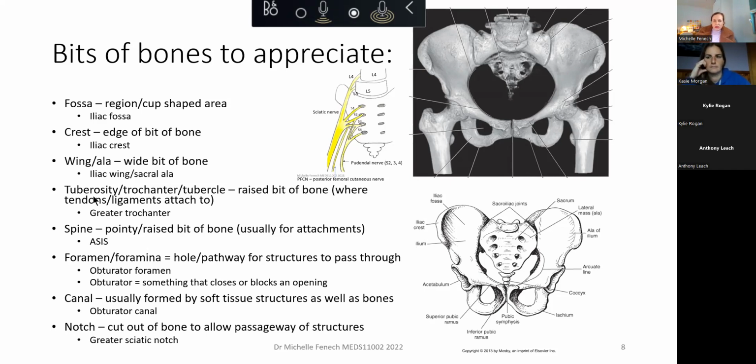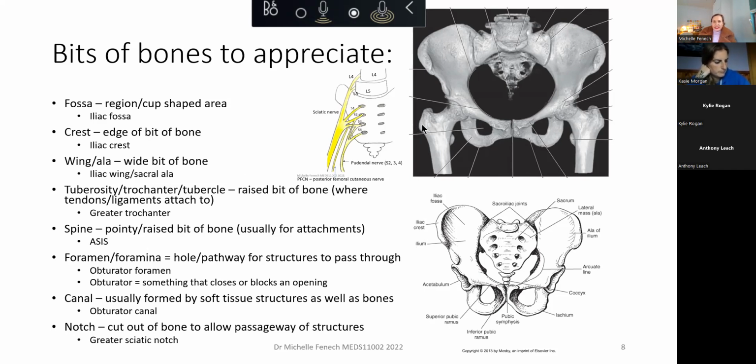We have tuberosities. We'll have tuberosities in our shoulder. We have tuberosities on long bones. They're usually raised bits. We'll have like the ischial tuberosity. It sits more down here and at the back, and our hamstrings attach to that. So they're usually raised, roughened bits where tendons or ligaments attach.